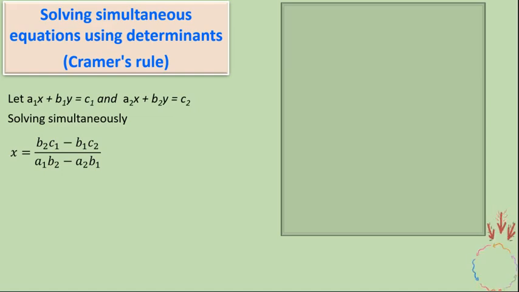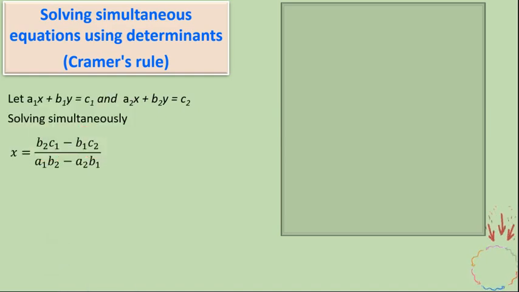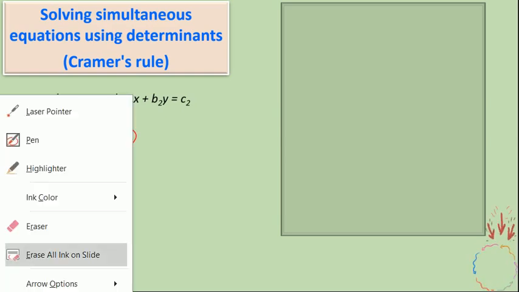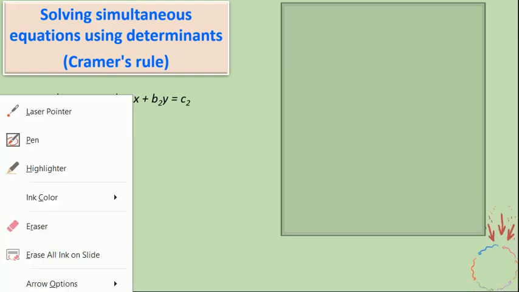Looking at this value, you can see our focus is this first part here and this second part here. The whole of that equation looks like what we are very familiar with. The numerator is like a determinant, and the denominator is like a determinant also simplified.